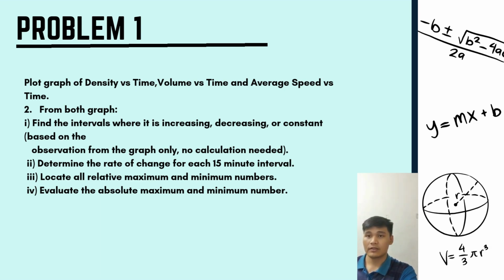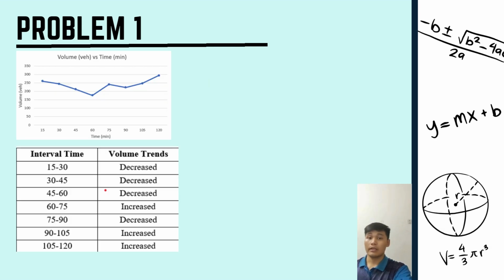For problem 1, we need to plot the graph, describe what we observe in the graph, and find the rate of change, and identify and interpret critical maximum and minimum points from the first derivative, and compute the second derivative to measure acceleration and interpret the result.